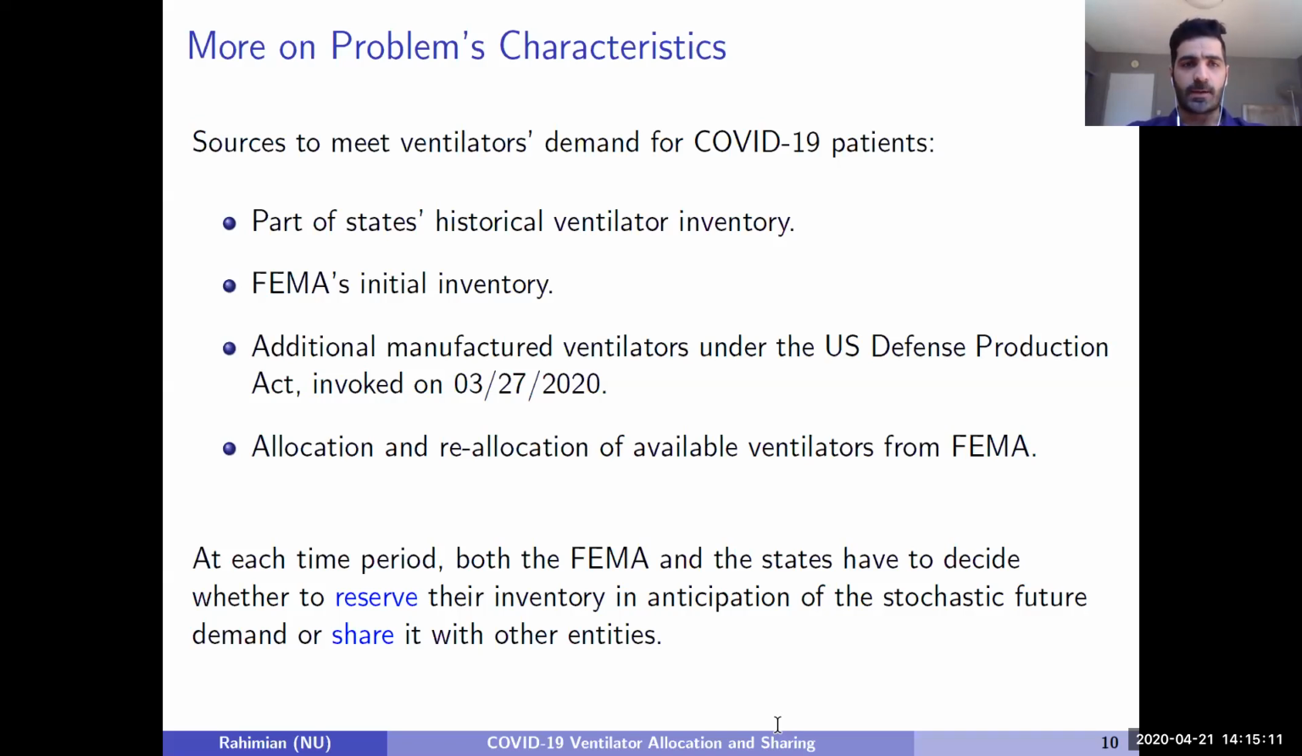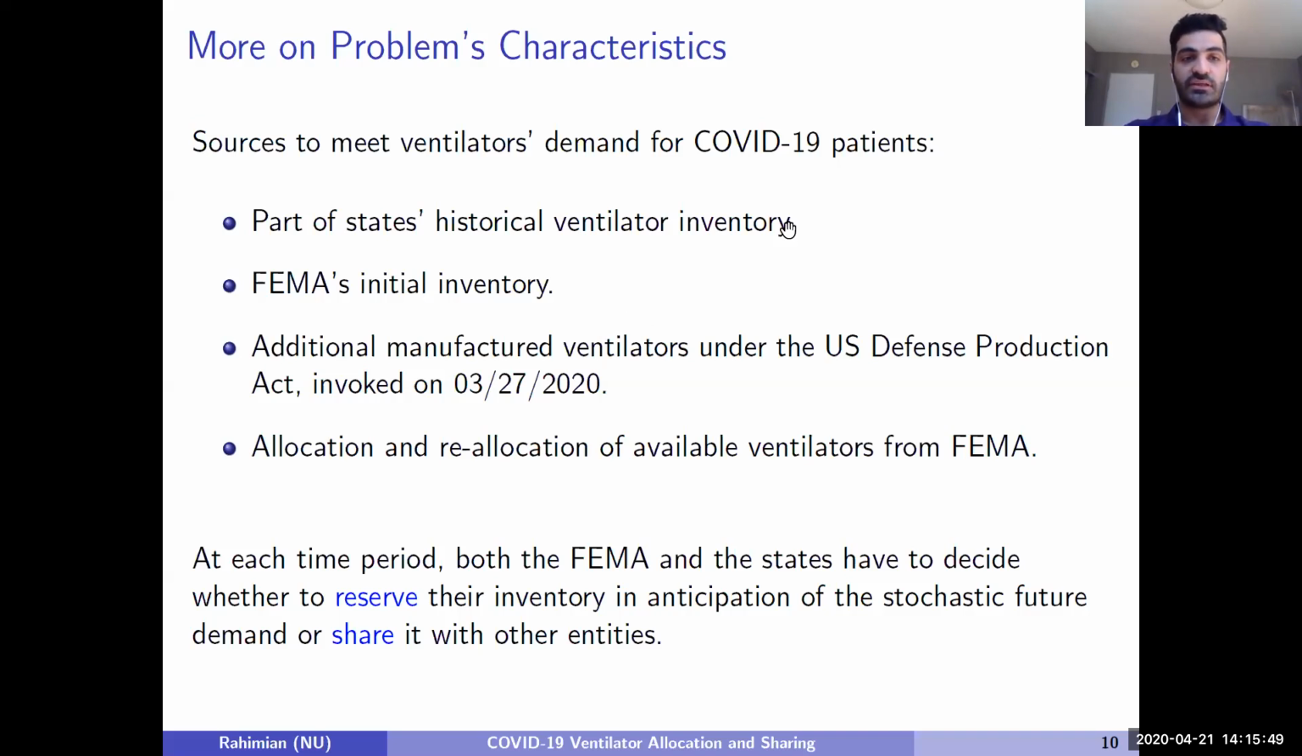According to the March 27th news, U.S. presidential briefing, President Trump invoked the U.S. Defense Production Act, where companies were compelled to produce ventilators to be added to the national stockpiles. Companies like Ford, GM, and Tesla were asked to produce additional ventilators. And these are the initial inventory that we have.